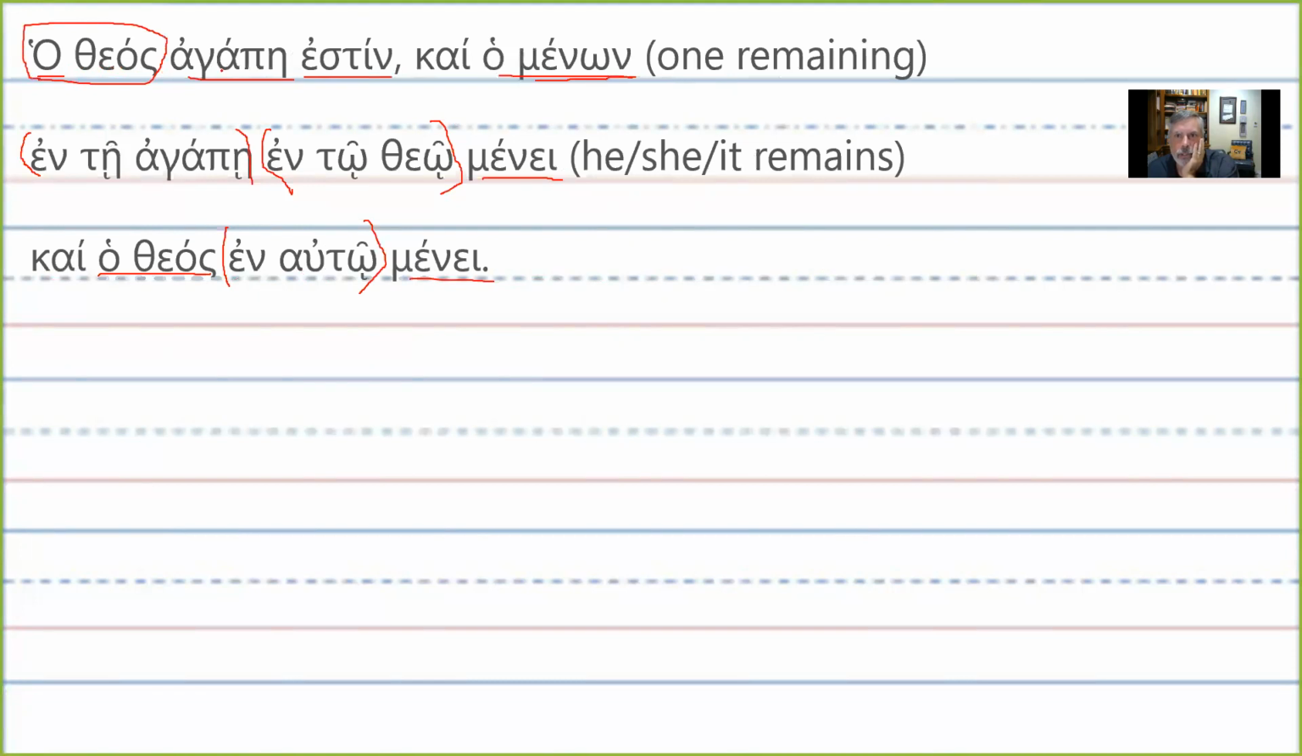It's the subject. The predicate nominative, that's just what this is called, a predicate nominative. Everything associated with the verb and after it is part of the predicate. So this is the nominative case, so it's the predicate nominative. Theos agape, God is love.